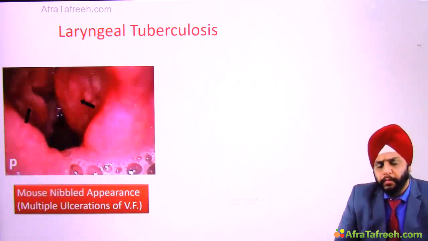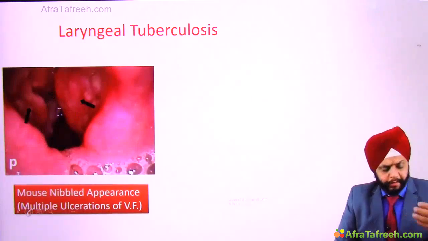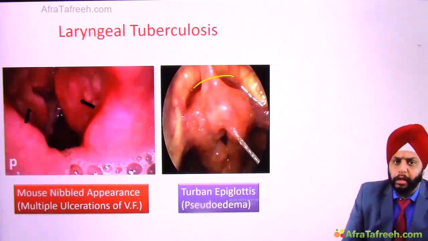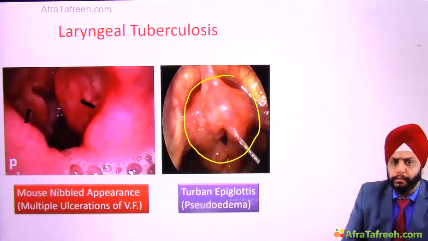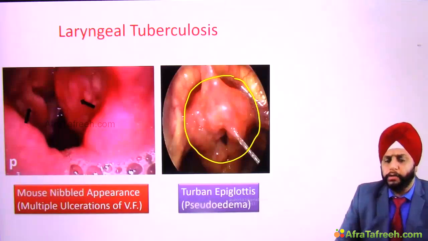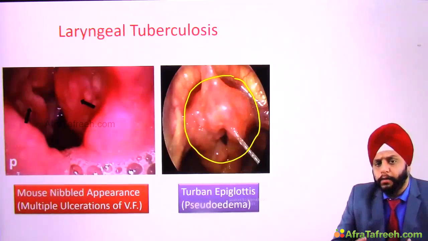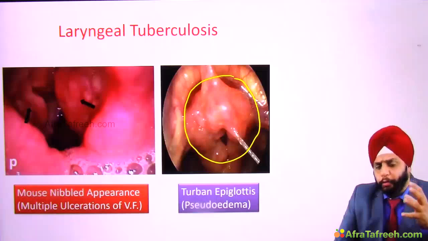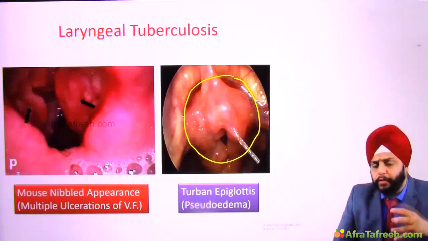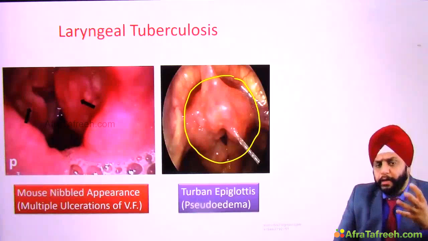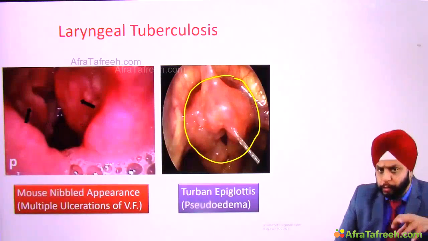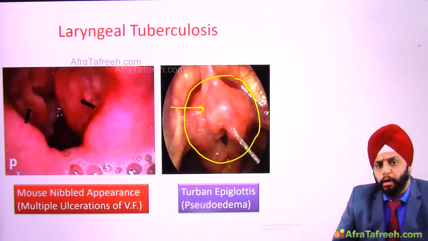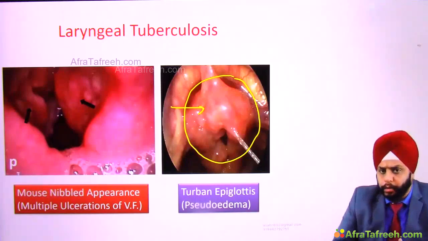And finally, these submucosal nodules spread to the epiglottis. So what do you see? You see over here that this epiglottis is swollen. It looks like there is an edema of this epiglottis. However, when we say edema, we mean collection of fluid. This is not a collection of fluid. This swelling is because of the submucosal nodules. Okay, so we call this pseudoedema of epiglottis, or you can even call it turban epiglottis.